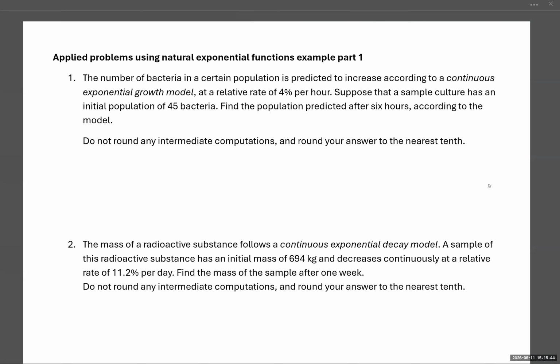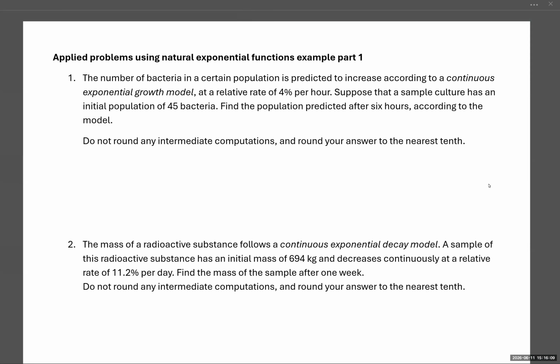Some more word problems that are using natural exponential functions. Number one, the number of bacteria in a certain population is predicted to increase according to a continuous exponential growth model at a relative rate of 4% per hour. Suppose that a sample culture has the initial population of 45 bacteria. Find the population predicted after 6 hours according to this model.